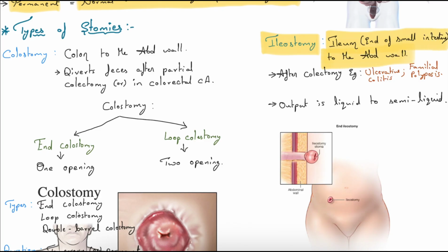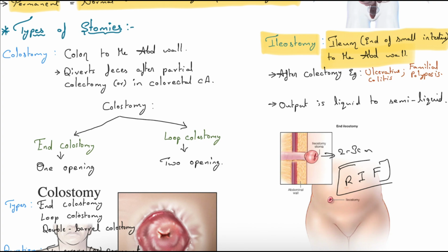Okay, so usually we can see ileostomy in the right iliac fossa. How will it look? After colectomy, for example in ulcerative colitis or familial polyposis, the output is liquid to semi-liquid. The characteristics of the stoma: it will be pink, moist, and protruding, about 2 to 3 centimeters, with liquid and high output.